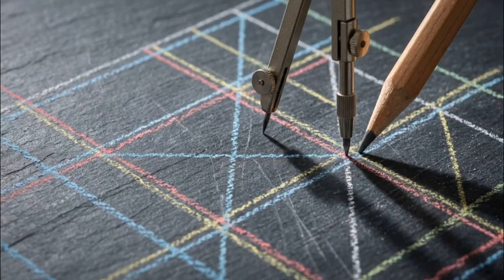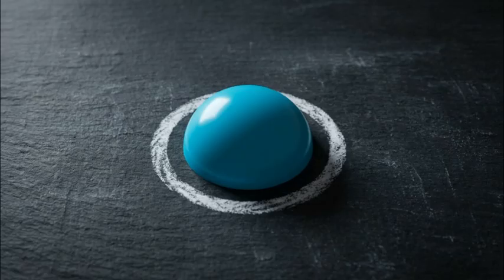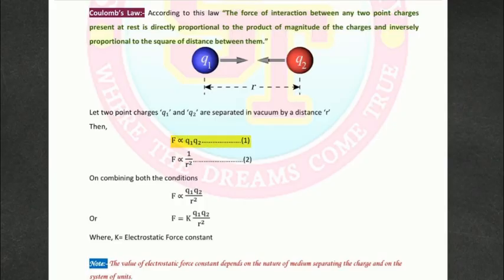We have mapped the system's geometry. The structural tension moving forward is determining how we translate this layout into an exact calculated force value. We begin the calculation with our first physical pillar, charge magnitude. Look at this first proportionality equation. It dictates that the electrostatic force scales directly with the mathematical product of the two interacting charges.